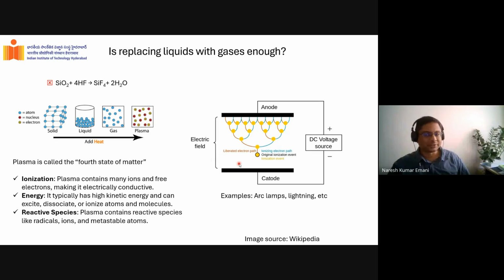Now, there is a problem with this scheme that I have shown here. Anybody can guess what that is? Reactive ion etching, Vaibhav. We will go there. We will talk about that. Anybody wants to guess what is the problem with this scheme that I'm describing here?